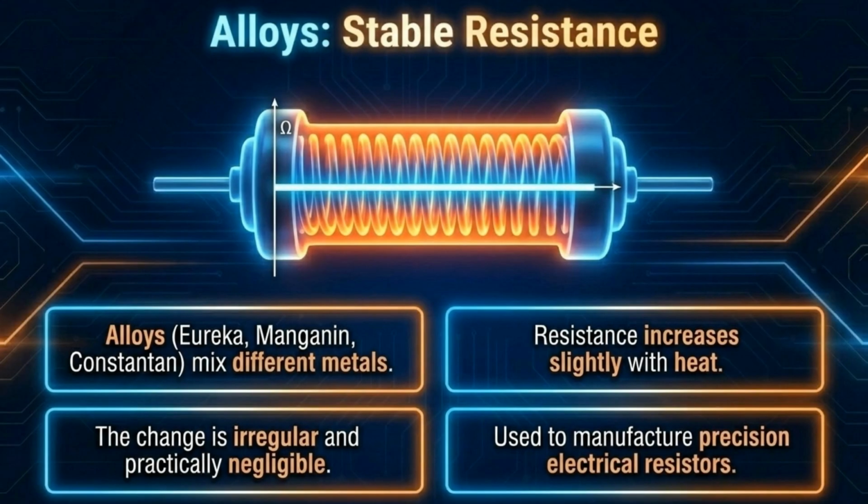Alloys, like Eureka and Constantan, are metal mixes designed for stable resistance. Their resistance increases only slightly with heat, and the change is irregular and negligible. This makes them ideal for precision electrical resistors.